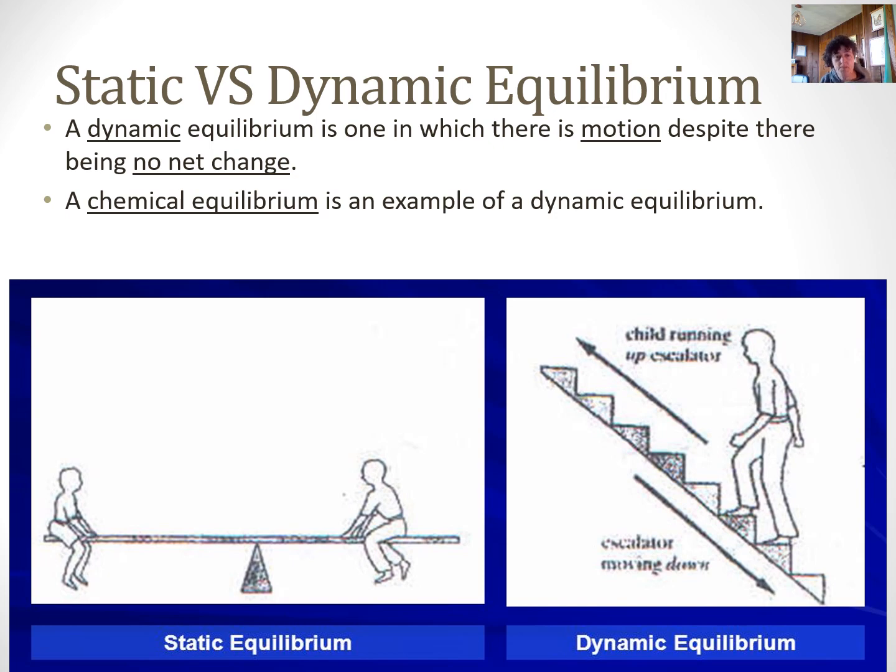Basically, when there is a balance between the position of one of the two kids with respect to the fulcrum and the weight of the child, you reach an equilibrium, but this is a static equilibrium. Nothing moves. It's like a scale, basically. The position of the object stays constant. On the right, instead, you see an example of a dynamic equilibrium.